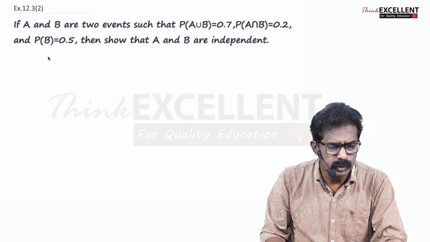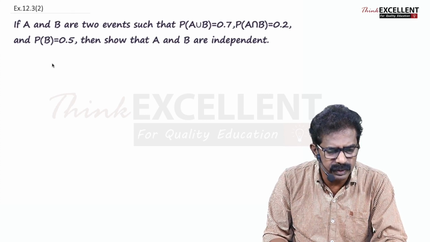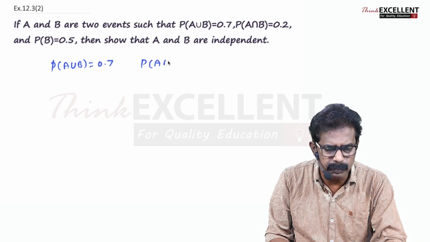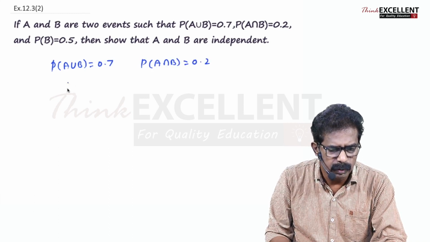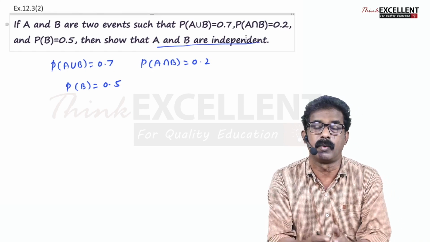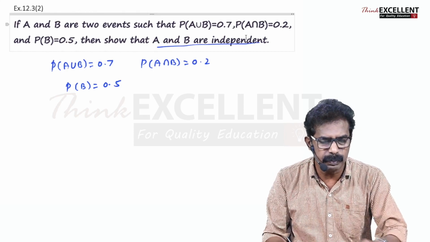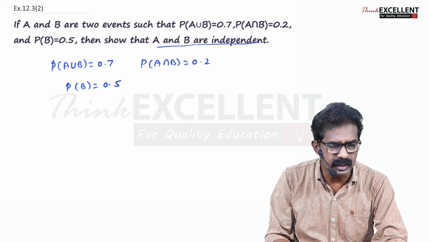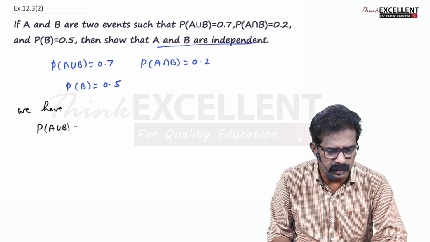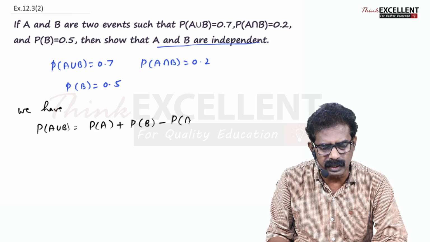We start with question number 2. If A and B are two events such that P of A union B is equal to 0.7, P of A intersection B is equal to 0.2, P of B is equal to 0.5, show that A and B are independent. What's the condition for independent? P of A intersection B is equal to P of A into P of B. So we want P of A also. So we start with the addition theorem. We have P of A union B is equal to P of A plus P of B minus P of A intersection B.